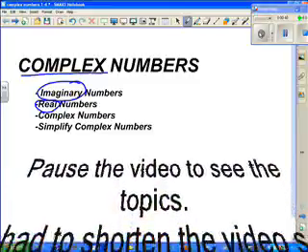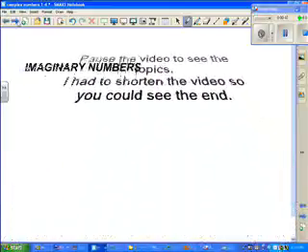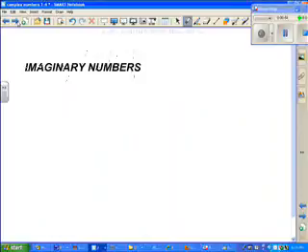Things to do. Okay? Let's talk imaginary numbers. If you all recall from Algebra 1, i equals the square root of -1, because we can't take the square root of -1. Why is that? Well, let's use 2 for an example.